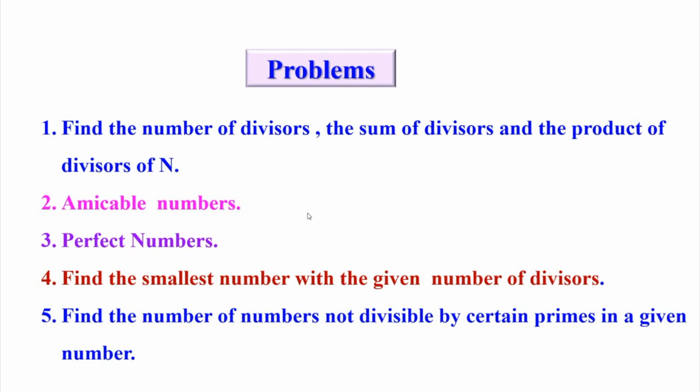We will see a few problems on finding the number of divisors, the sum of divisors and the product of divisors of n, and also amicable numbers and perfect numbers. Find the smallest number with the given number of divisors, and also find the number of numbers not divisible by certain primes in a given number.